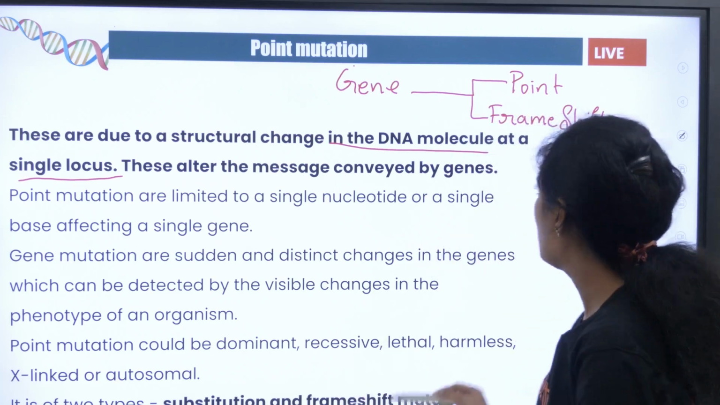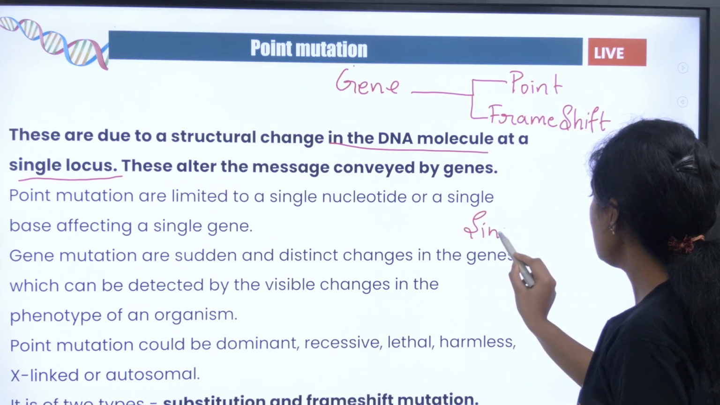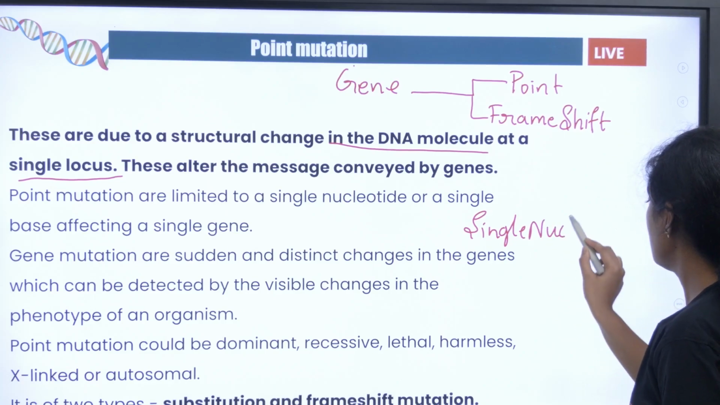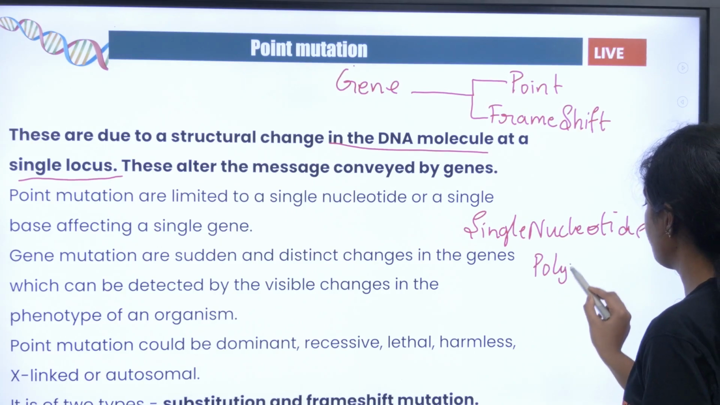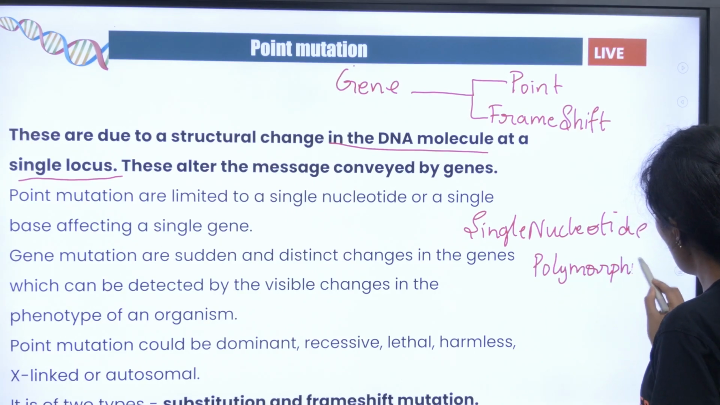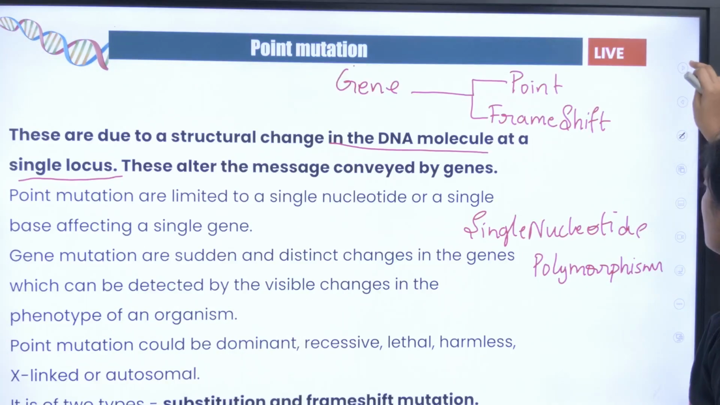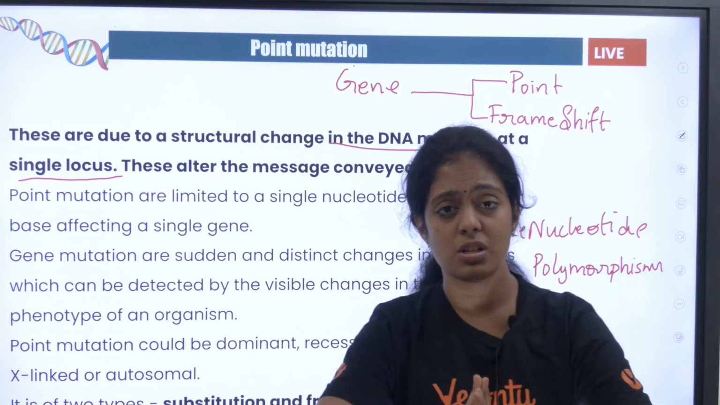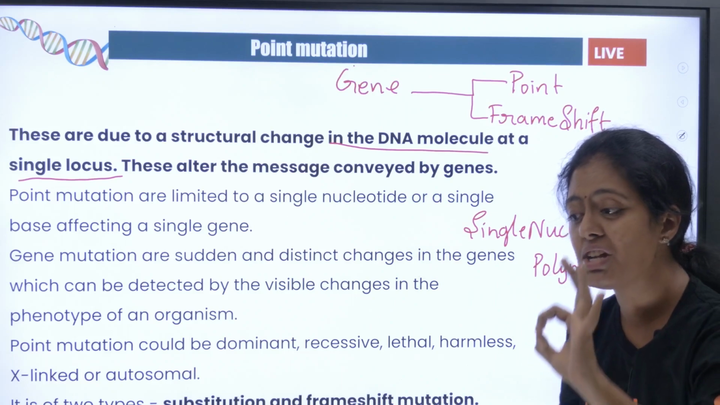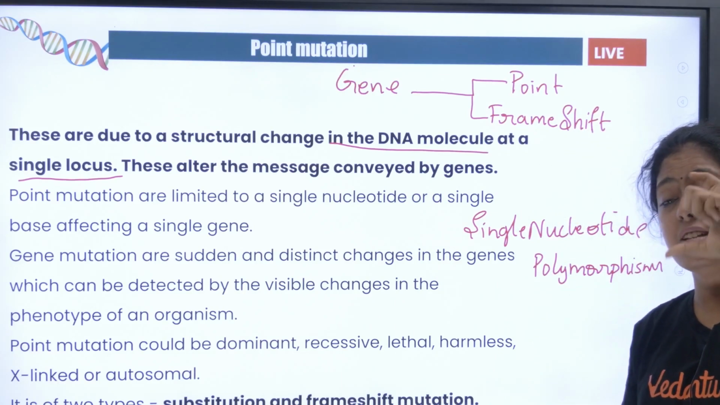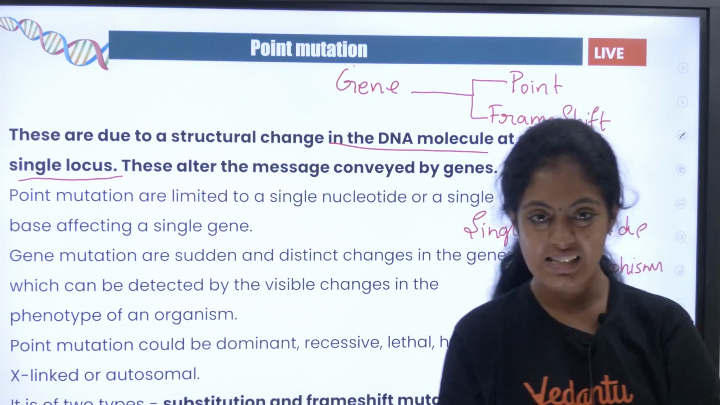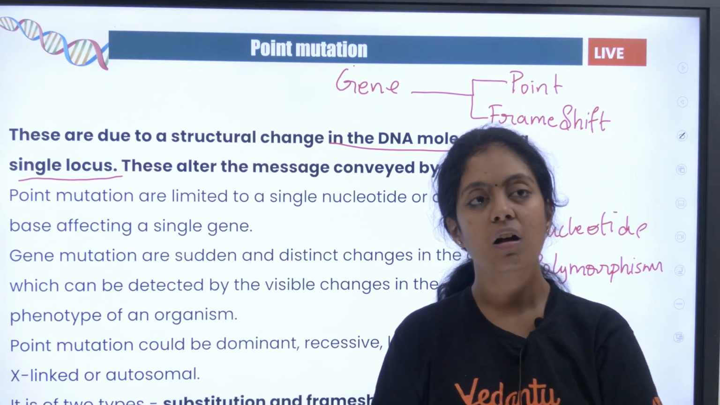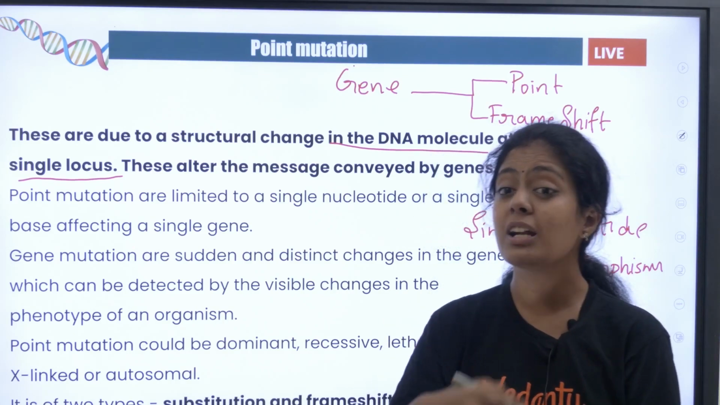This point mutation is also called single nucleotide polymorphism. We can call it that as well. Very important point. Gene mutations are sudden and distinct changes in the gene which can be detected by visible changes in the phenotype of an organism. These point mutations could be X-linked, so we call it an X-linked disorder or mutation, or it could be autosomal.